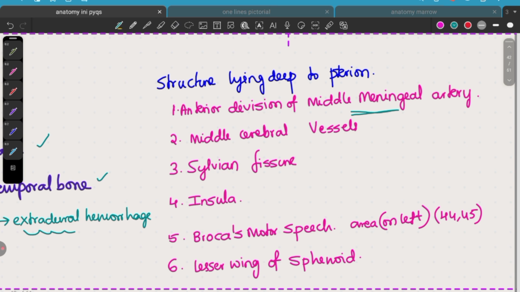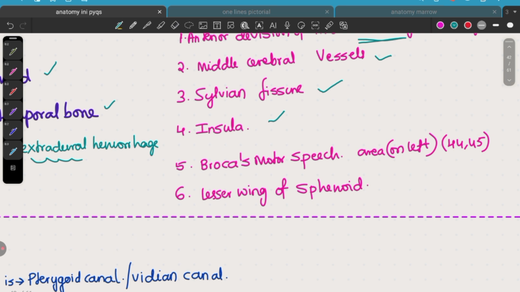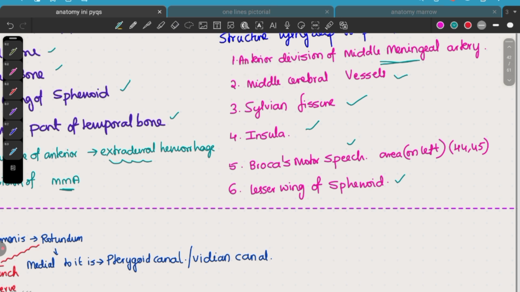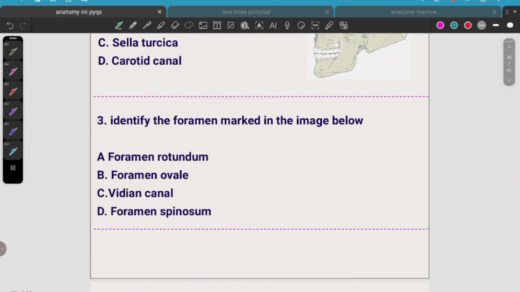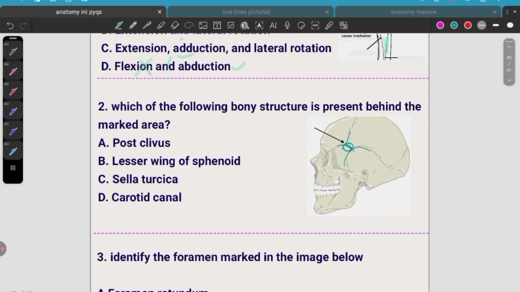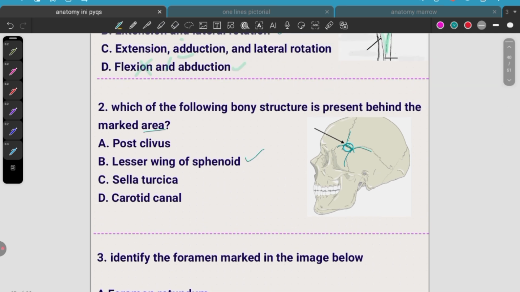And there are middle cerebral vessels, sylvian fissure, and insula. Broca's motor speech area is also present behind this, and the lesser wing of sphenoid. Among all these things, the only bony structure is the lesser wing of sphenoid, which is directly present behind the marked area. So, lesser wing of sphenoid.